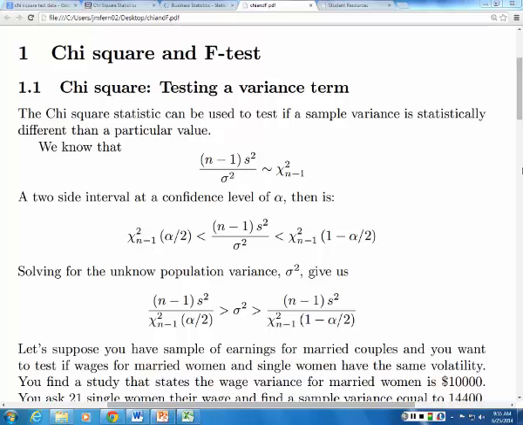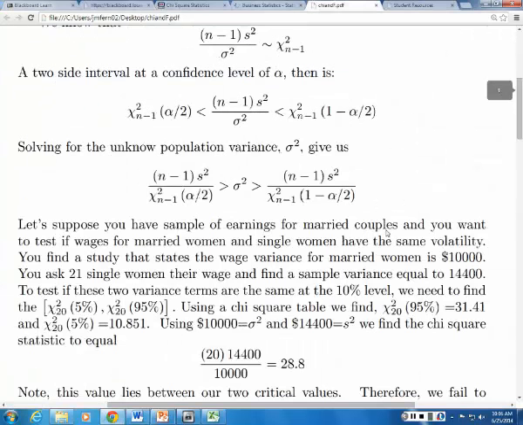It too can be used in a confidence interval. In other words, if we want to know what the confidence interval is for sigma squared, we can use a critical value of chi above and below a certain threshold. So here's one example. Let's suppose that you have a sample of earnings for married couples, and you want to test if wages for married women and single women have the same volatility, meaning do they have the same variance associated with them.